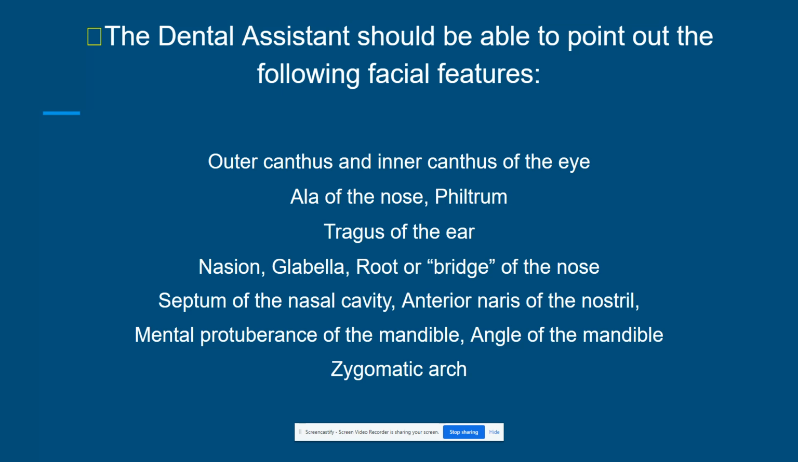So we have the outer canthus and inner canthus, which are the corners of the eye. We have the ala of the nose and the philtrum. Tragus of the ear. We have the nasion, the glabella, the root, and the bridge, which I'm going to go over later, and the septum and the anterior nares, and the mental protuberance of the mandible, the angles of the mandible, and the zygomatic arch.